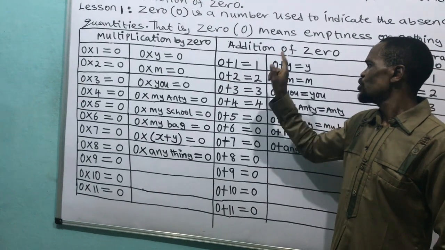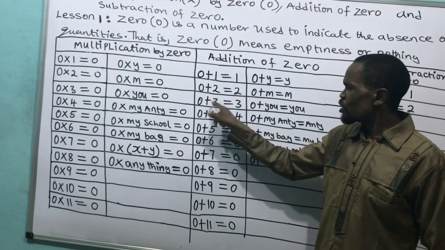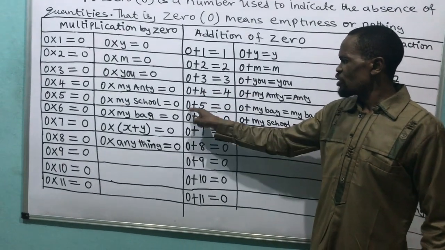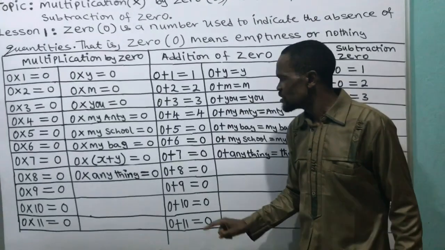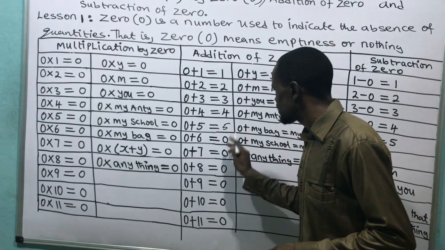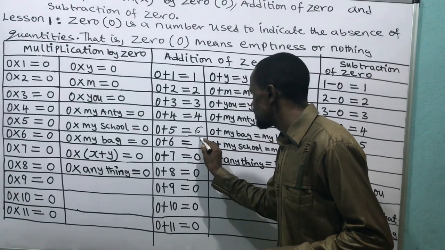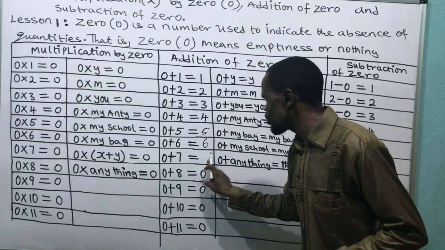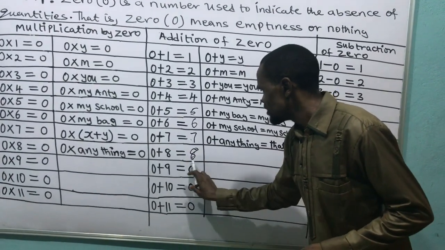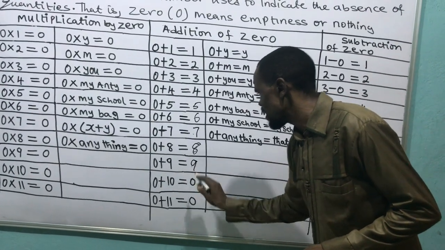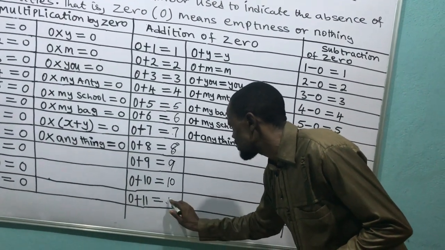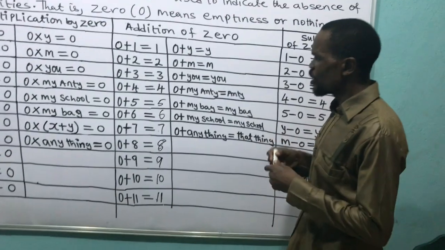Zero plus two, the answer is two. Zero plus three, the answer is three. Zero plus four, the answer is four. Zero plus five, the answer is five. Zero plus six, the answer is six. Zero plus seven, the answer is seven. Zero plus eight, the answer is eight. Zero plus nine, the answer is nine. Zero plus ten, the answer is ten. Zero plus 11, the answer is 11.